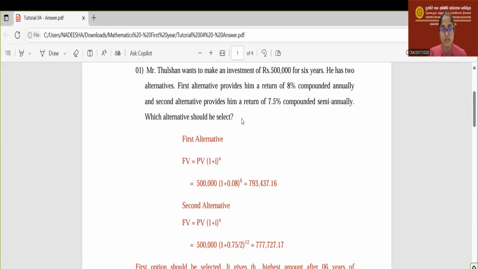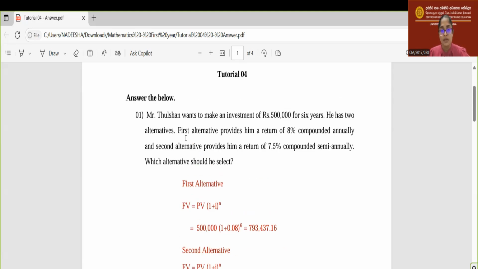Here, what we have to find is the present value or the future value. In this question, we have to find the future value. After comparing the future values, we can give him a solution on which option he should select. For the first alternative, we know the formula: future value equals present value times (1 plus i) to the power of n. The present value is 500,000. 1 plus, what would be the i in the first option? 0.08. What would be the n then? Here, 6 years.